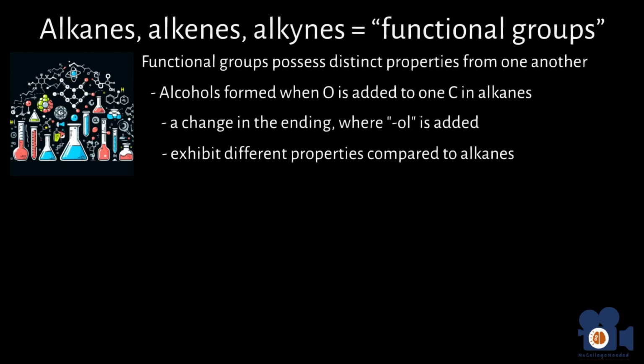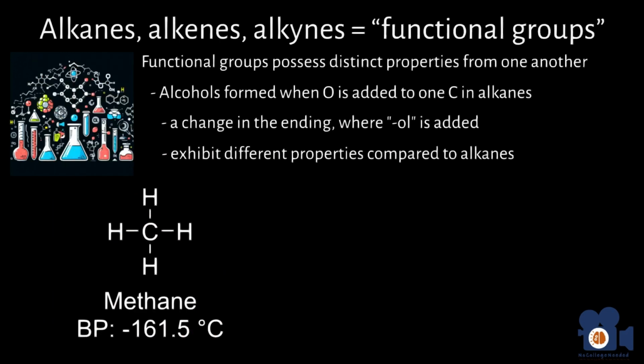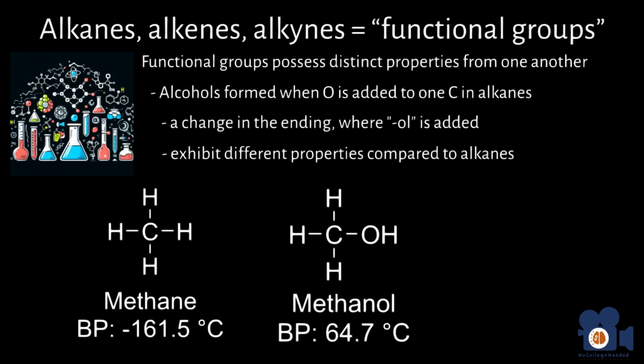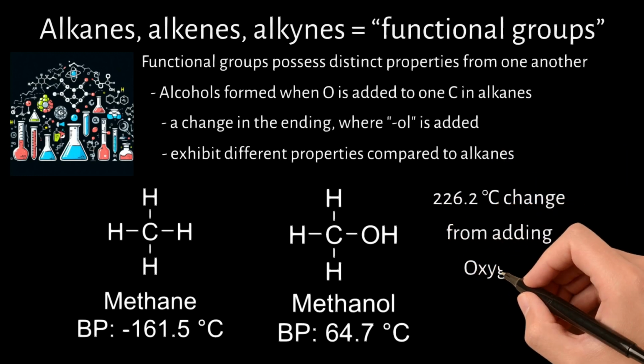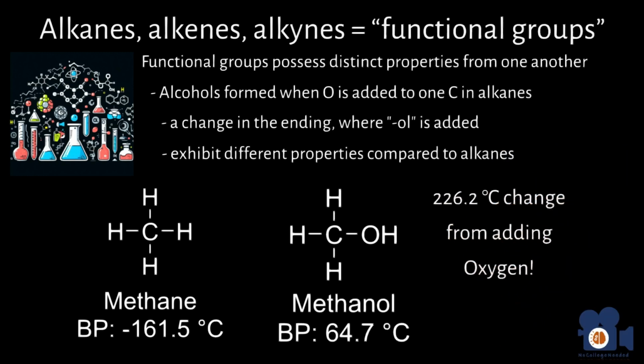Alcohol also exhibits different properties compared to alkanes. For example, let's consider methane, an alkane with a boiling point of negative 161.5 degrees Celsius or negative 258.7 degrees Fahrenheit. In contrast, methanol, an alcohol derived from methane by adding oxygen, has a significantly higher boiling point of 64.7 degrees Celsius or 148.5 degrees Fahrenheit. This demonstrates a difference of 226.2 degrees Celsius or 407.5 degrees Fahrenheit in boiling points simply by the introduction of oxygen.